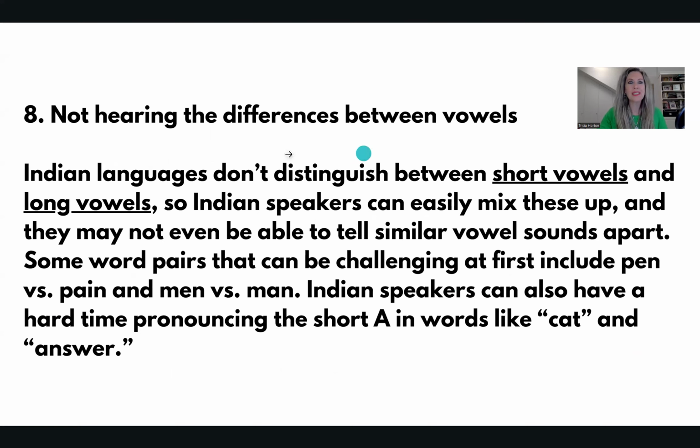Not hearing the differences between vowels. Indian languages don't distinguish between short vowels and long vowels, so Indian speakers can easily mix these up, and they may not even be able to tell similar vowel sounds apart. Some word pairs that can be challenging at first include pen versus pain and men versus man. Indian speakers can also have a hard time pronouncing the short A in words like cat and answer.